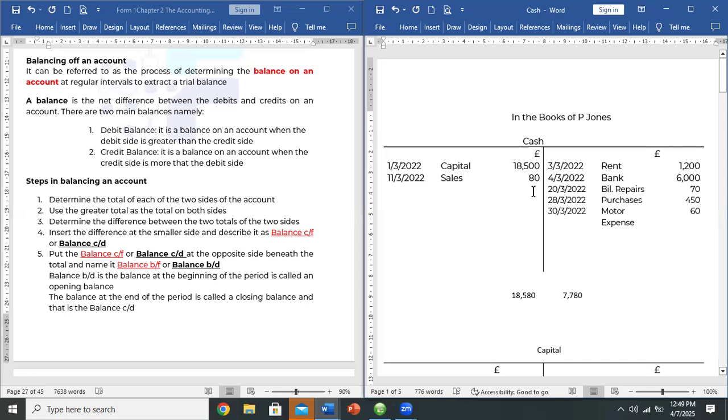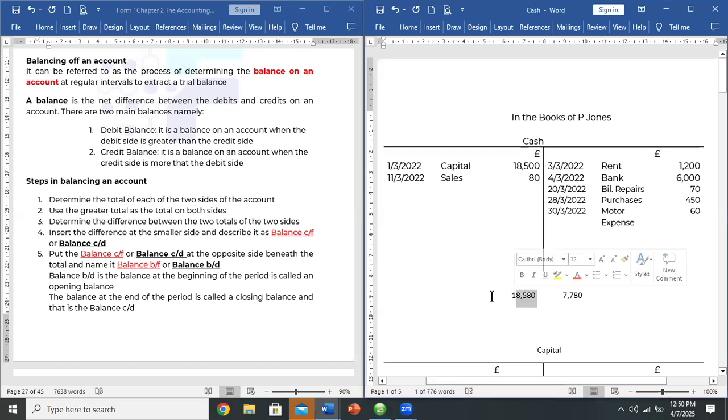So this is the total for each side. And the first step says this is what you have to do. Get the totals for each side. Write it somewhere. Step 2 says use the greater total as the total on both sides. Okay, so I think we know the greater total, which is this figure, 18,580. This is the biggest among the totals, right?